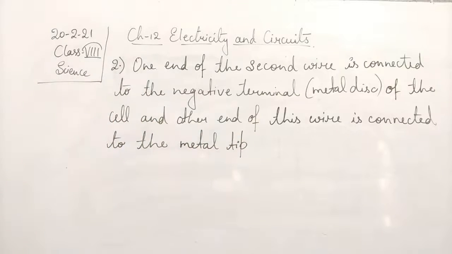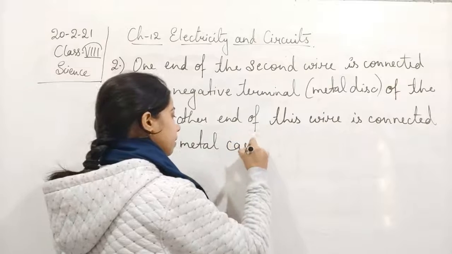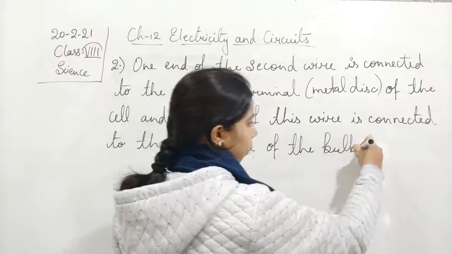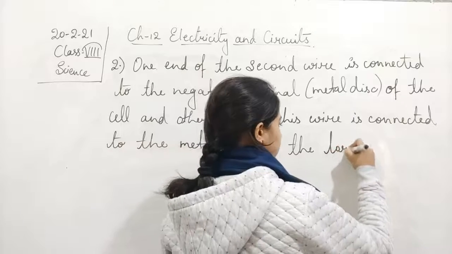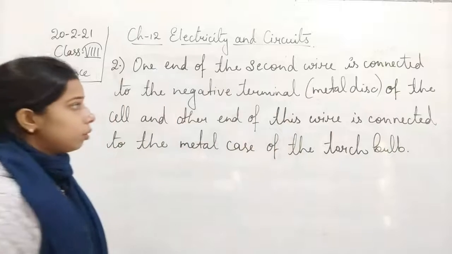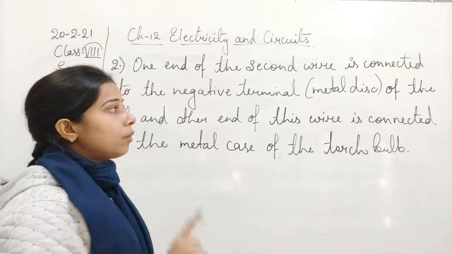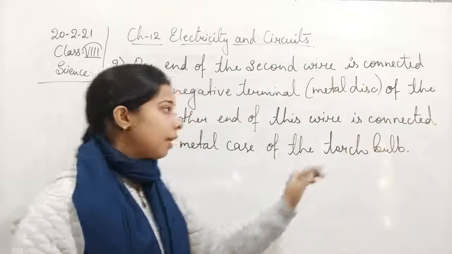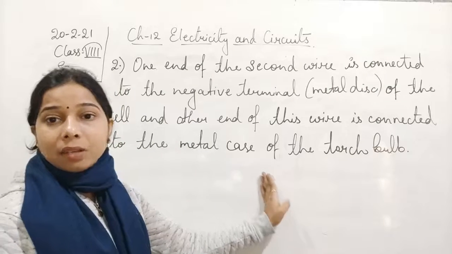It is connected to the metal case, student, not the tip but the metal case of the bulb. Okay, of the bulb, it means of the torch bulb. So the second wire will be connected to the negative terminal, that is the metal disc of the electric cell, and the other end of the same wire will be connected to the metal case of the torch bulb.